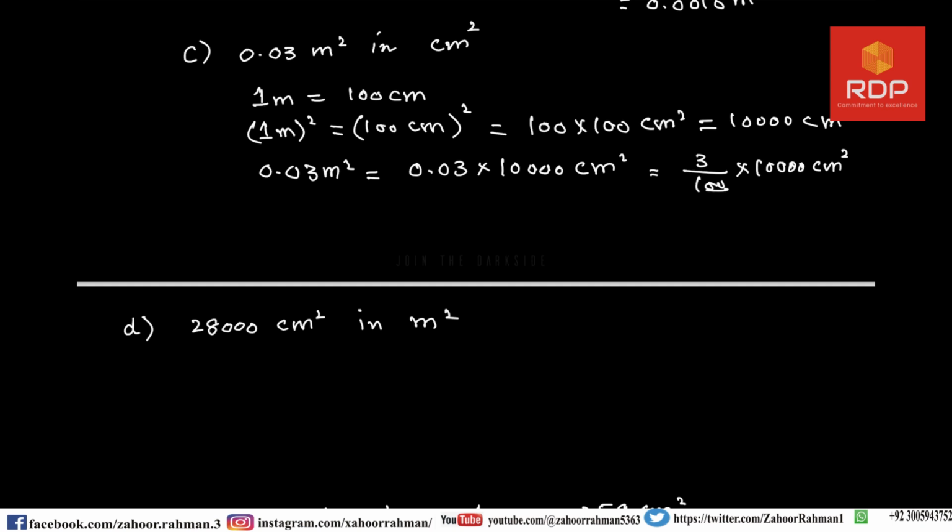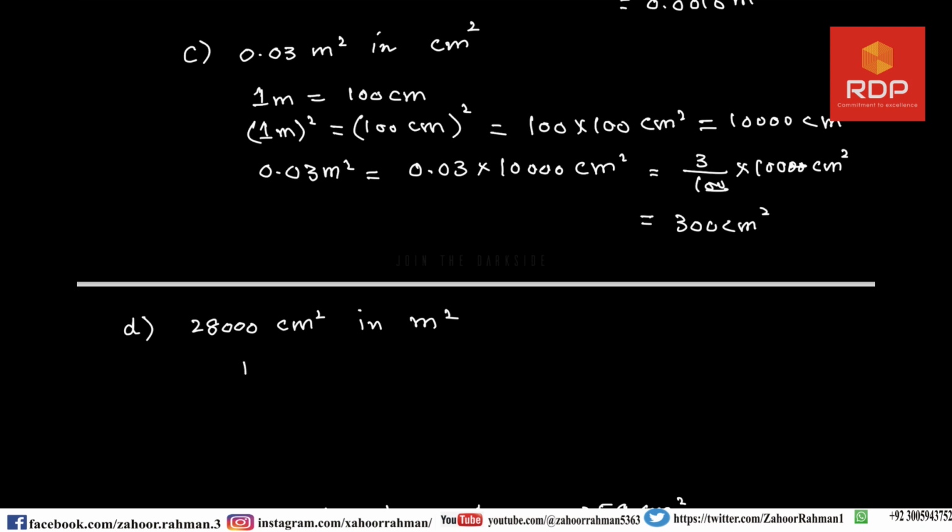So these two zeros will be cancelled with this, and the answer will be 300 centimeters square. Now let us turn our focus to part D. They are saying express 28,000 centimeters square in meter square.